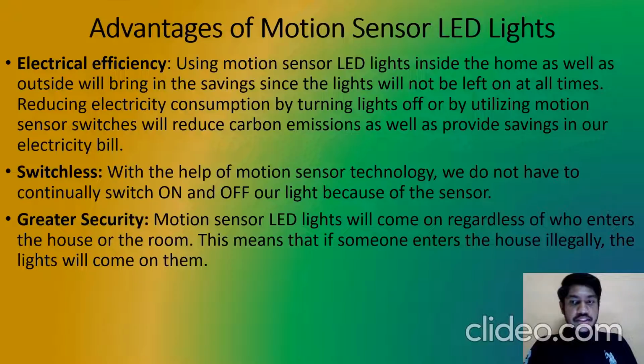Advantages of motion sensor LED lights. Electrical efficiency. Using motion sensor LED lights inside the home as well as outside will bring in savings since the lights will not be left on at all times. Reducing electricity consumption by turning lights off or by utilizing motion sensor switches will reduce carbon emissions as well as provide savings in our electricity bill.